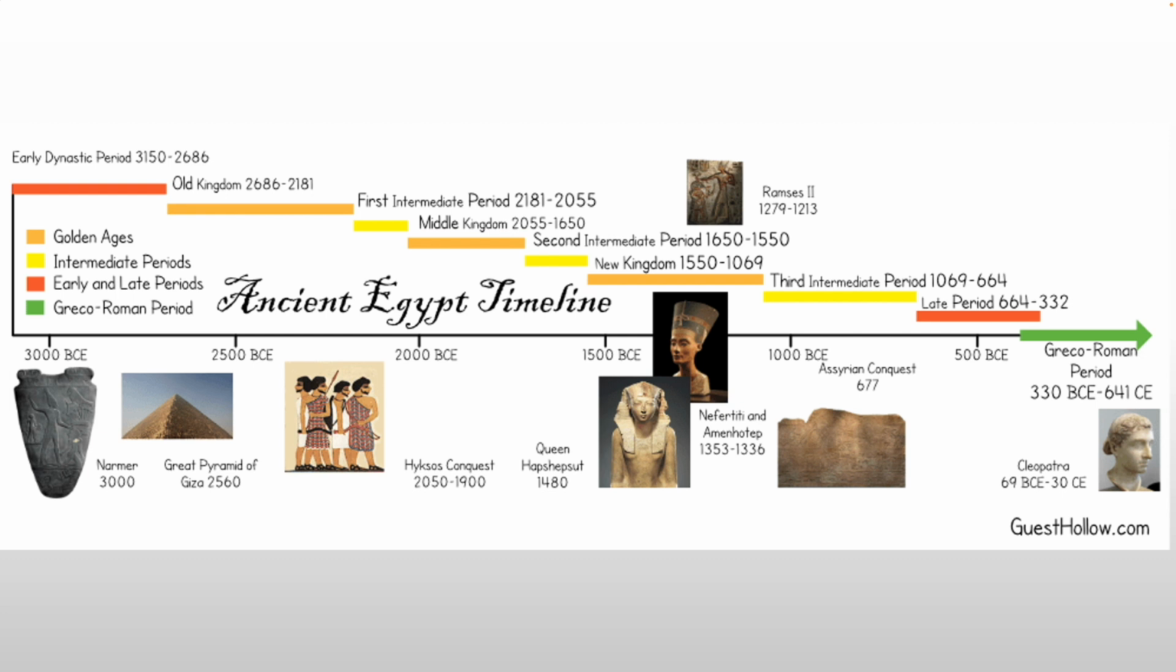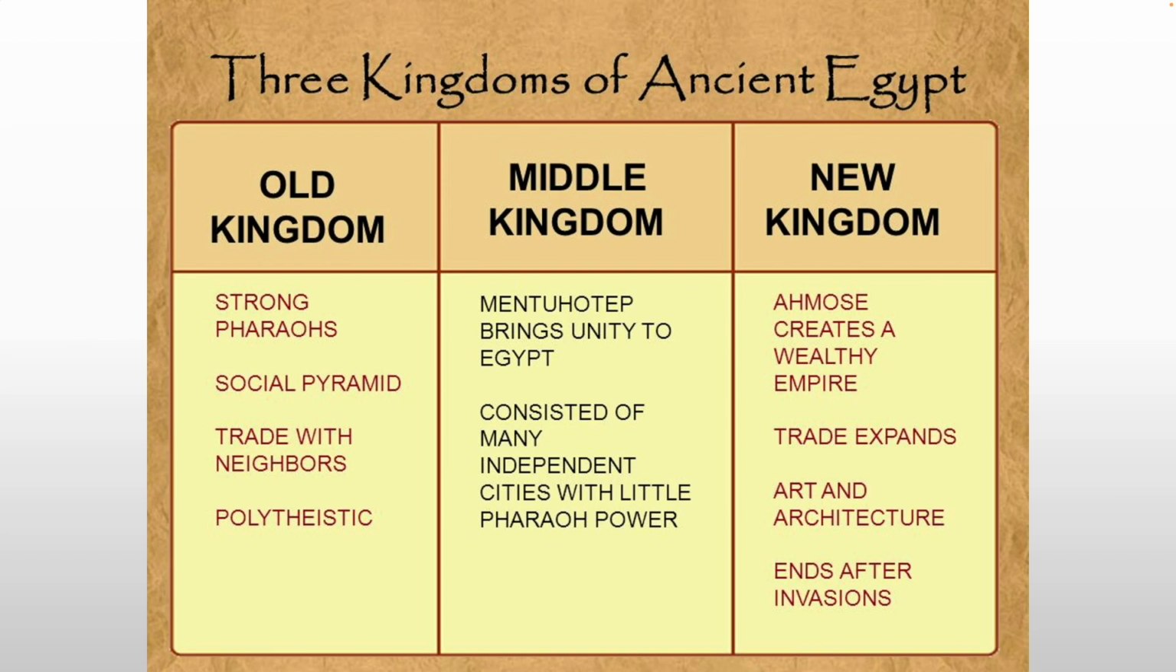The Old Kingdom, very, very powerful. These kingdoms can be broken up based on their characteristics. So the Old Kingdom tends to have strong pharaohs, a strong social pyramid. Some trade with neighbors, and they are very, very polytheistic. By the Middle Kingdom, people are questioning the power of the pharaoh. So in the Old Kingdom, everyone has faith in the pharaoh. By the Middle Kingdom, people are kind of questioning that. We see a lot of independent cities. We almost see a breakdown to city-states.